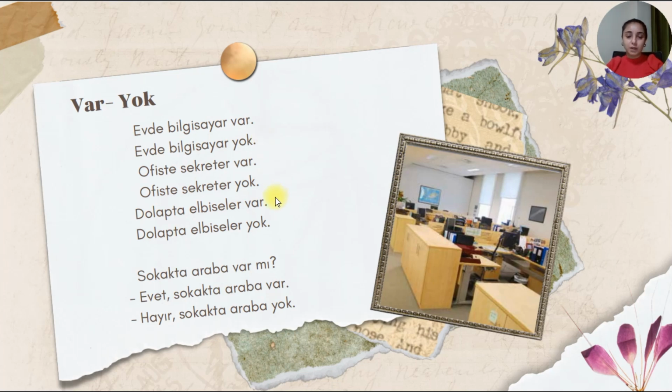Now it is plural. Elbise is dress. Ler is a plural suffix and now it is dresses. And there are dresses in the cupboard or there aren't dresses in the cupboard. And still the same word, var, yok. We cannot make plural those words. Varlar, yoklar does not make sense.